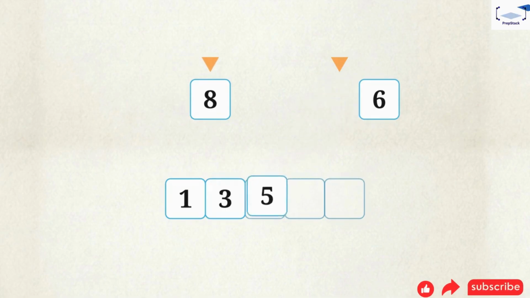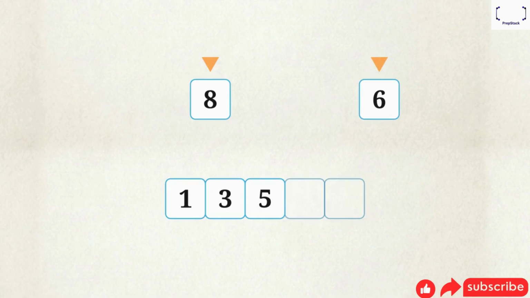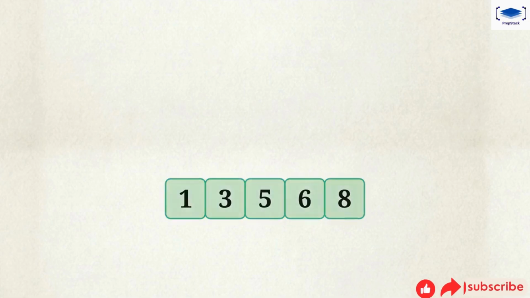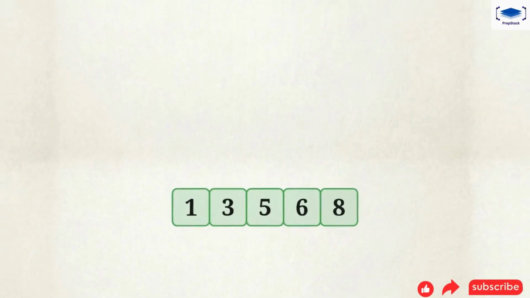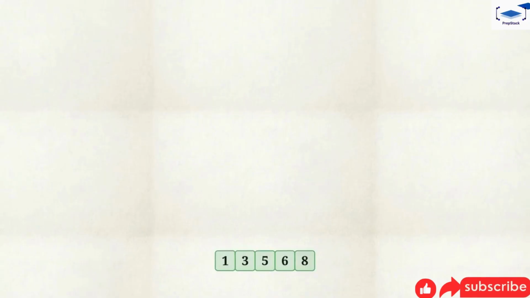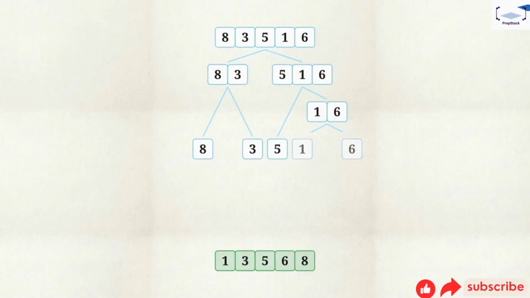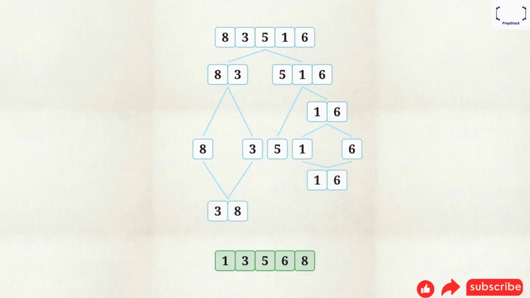The marker on the right moves to the 5. Now the computer compares the 3 and the 5. The 3 is smaller, so it takes the second slot. The left marker moves to the 8. 8 is compared to 5. 5 takes the next spot. 8 is compared to 6. 6 takes the next. Finally, the 8 falls into the last slot. The list is now perfectly organized.